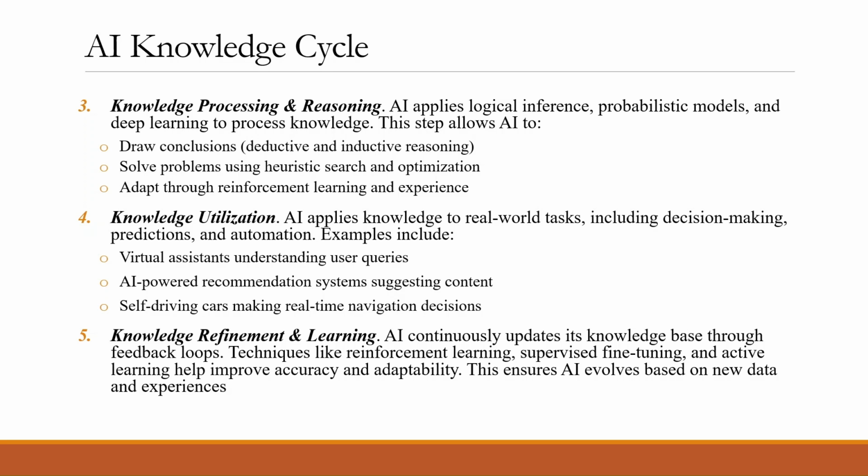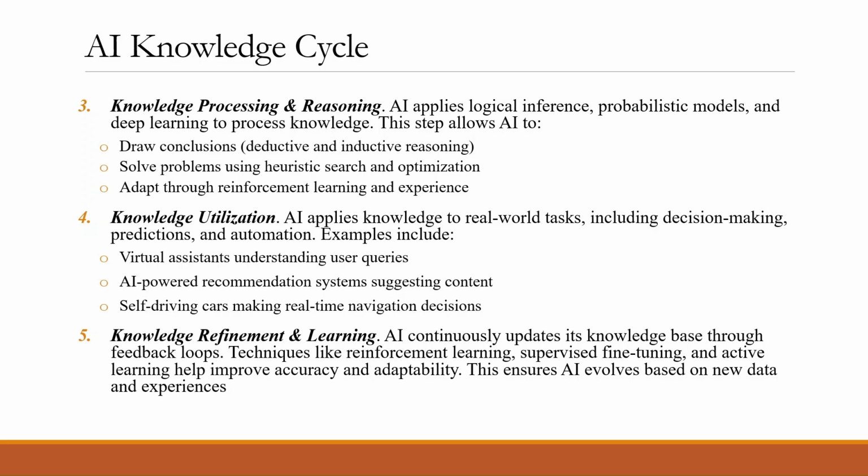The following step in the knowledge cycle is knowledge processing and reasoning. Artificial intelligence applies logical inference, probabilistic models, and deep learning to process knowledge. These steps allow artificial intelligence to draw conclusions, for instance by deductive and inductive reasoning, to solve problems using heuristic search and optimization, and to adapt through reinforcement learning and experience.